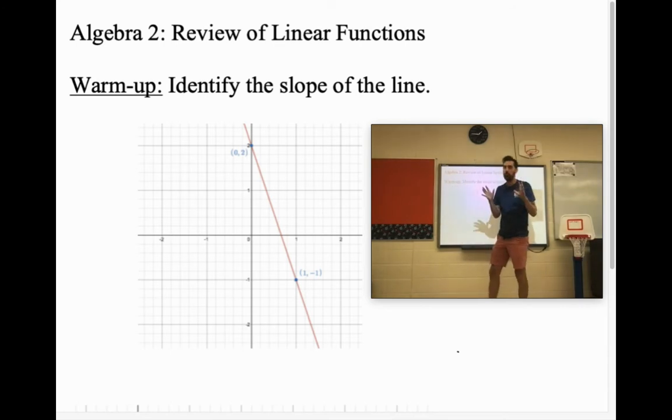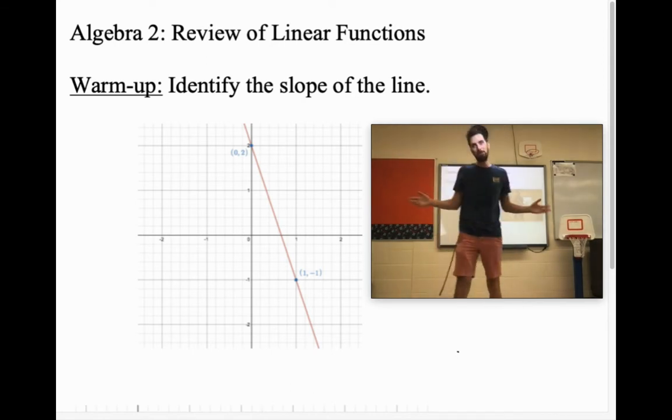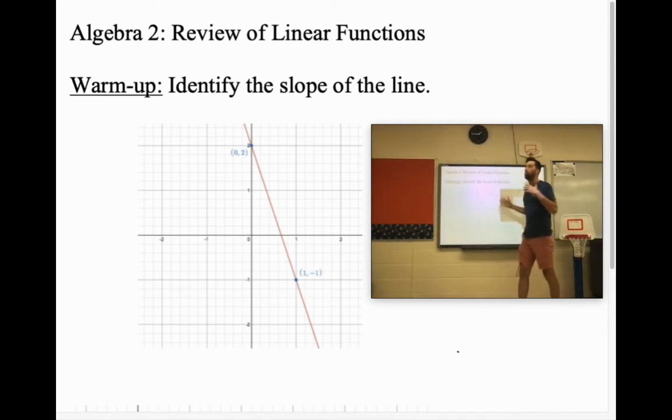We are gonna review some graphing stuff. I know you remember this from Algebra 1. You probably even remember it from geometry. But we're gonna warm up by saying, hey, find the slope of these lines. Now, they're pretty small on your sheet of paper, so I blew them up a little bit.